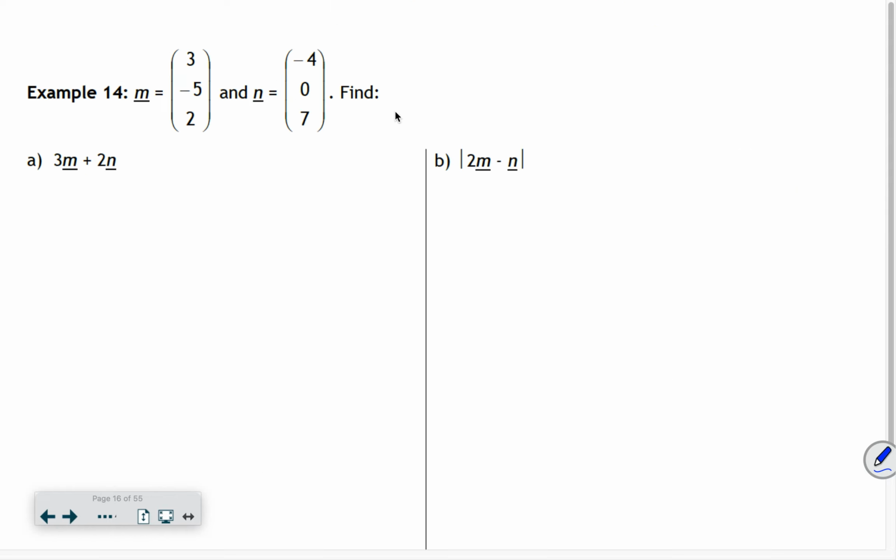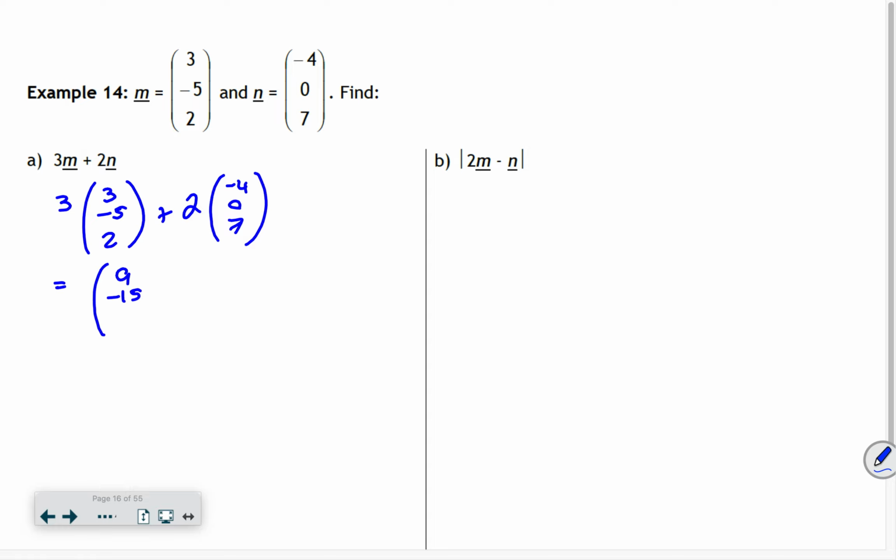So let's look at example 14. 3m plus 2n. So that's just going to be 3 times the vector m, which is 3, minus 5, 2, plus 2 times vector n, which is minus 4, 0, 7. So that will give us 9, minus 15, 6, plus minus 8, 0, 14. So 9 plus minus 8 is 1, minus 15 plus 0 is minus 15, and 6 plus 14 is 20.